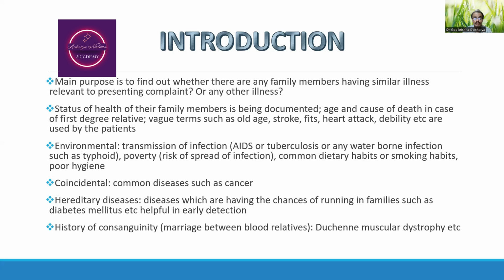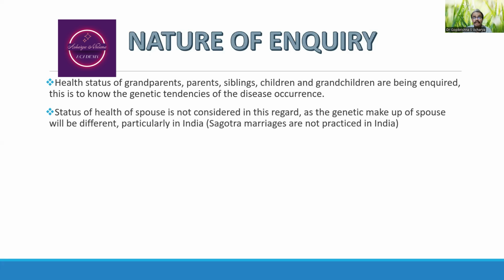For example, Duchenne muscular dystrophy is considered to be one of the diseases which usually run in families. Those aspects we are going to note. As far as the nature of inquiry, we are going to inquire about the health status of grandparents, then parents, siblings, children, and grandchildren. This is helpful in noting the genetic tendency of the disease.